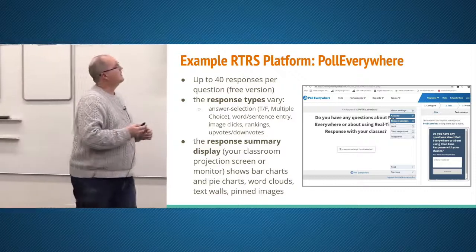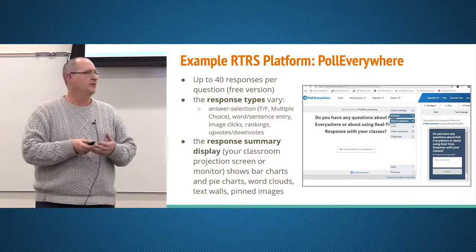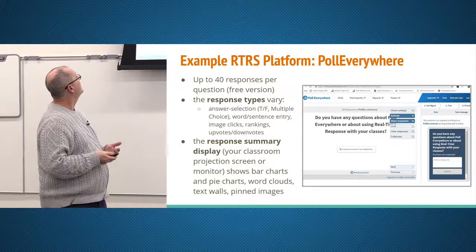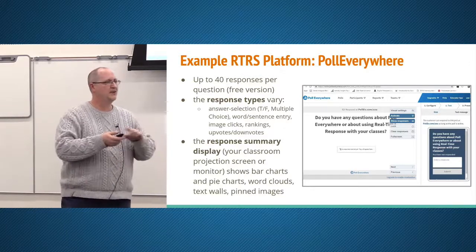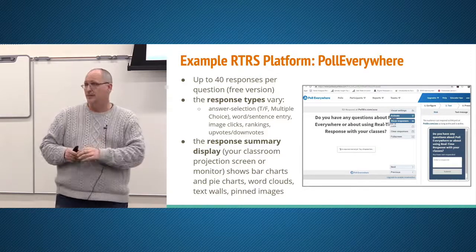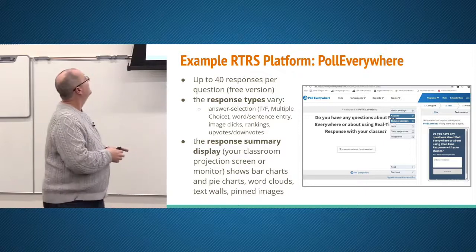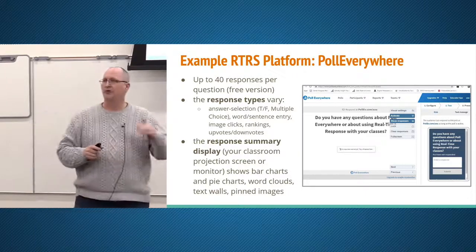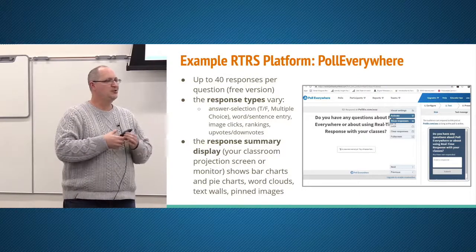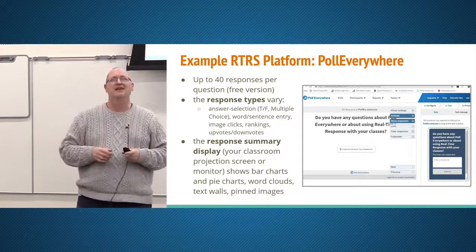All right, so again, with Poll Everywhere, as opposed to the old school clickers, you can get a much larger variety of types of responses. So in addition to the true or false, A, B, or C responses, you can ask students to submit text, as you all did with your how are you today responses. You can have students upvote or downvote other text entries. You can present images and have students click on the image to identify different parts of the image.